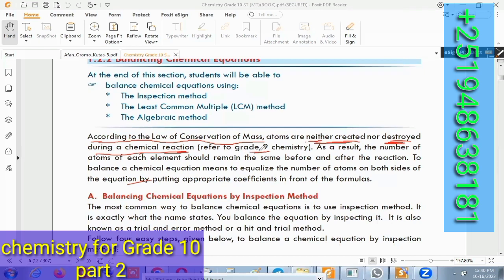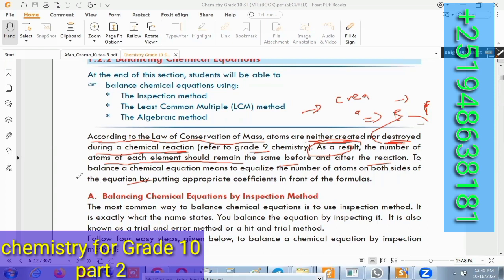As a result, the number of atoms of each element should remain the same before and after the reaction. Because atoms are neither created nor destroyed, the number of atoms on the reactant and product sides must be equal. So this law forces us to use only a balanced chemical equation.